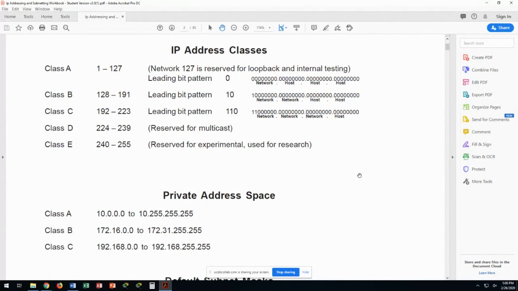If the first digit is between 1 and 127, it is in a Class A network. What that means for us with subnetting is the first 8 bits of the 32-bit IP address. Let's go with that first. Each IP address has 32 bits. And what is a bit?